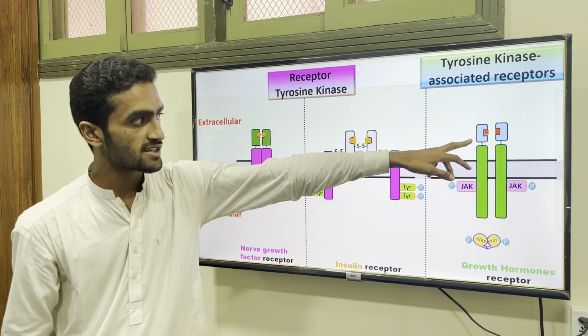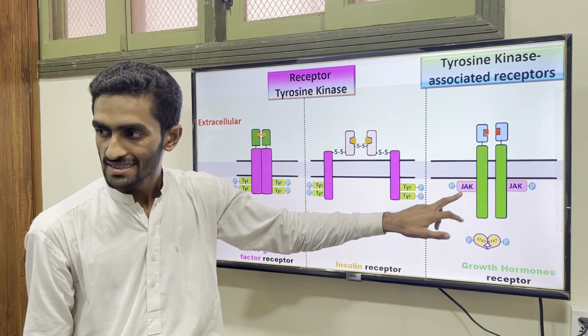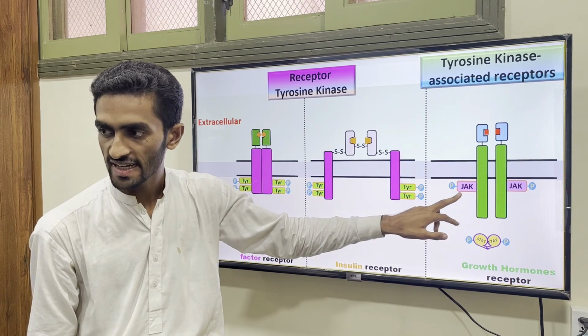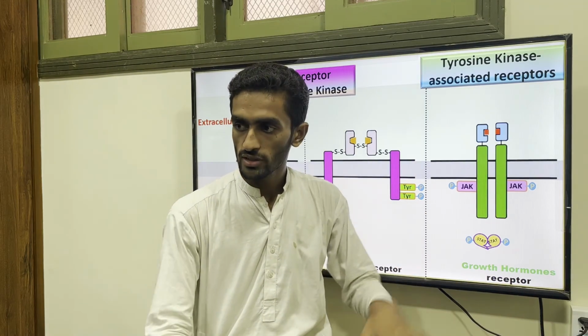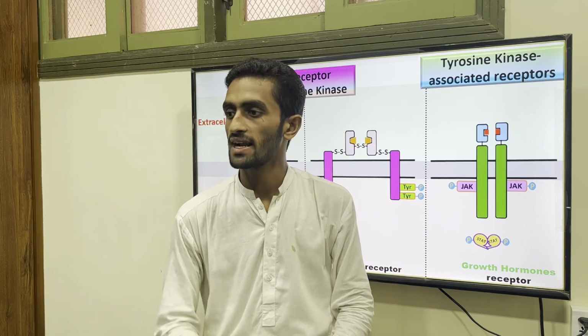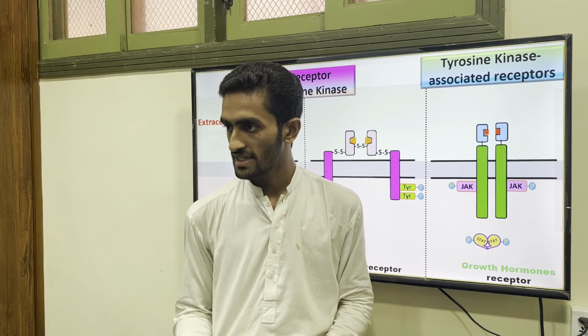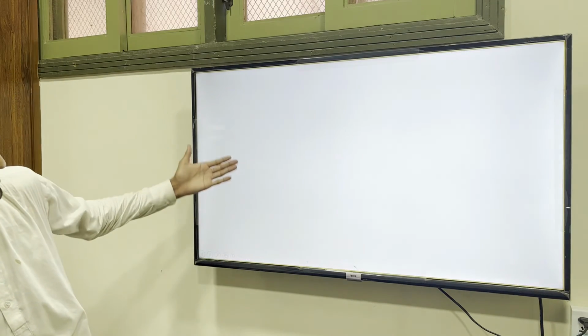In this system, what will happen? The hormone attaches, a dimer forms, and JAK is activated. As JAK is activated, it phosphorylates something else, that was STAT. So STAT phosphorylation occurs, and they become a dimer again and perform the physiological job inside the cell. Okay, so this was the discussion.